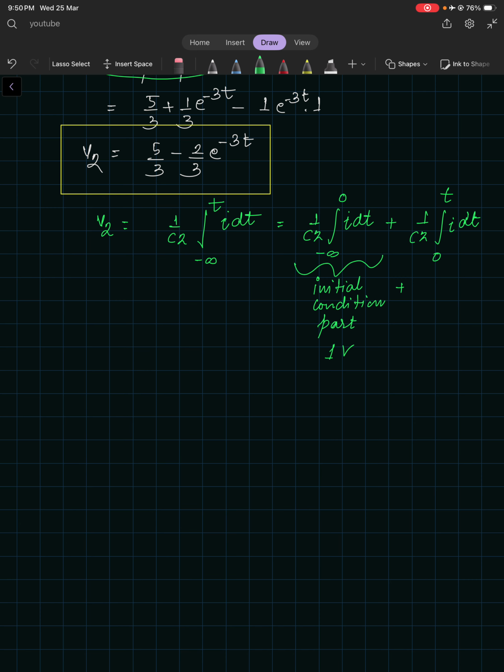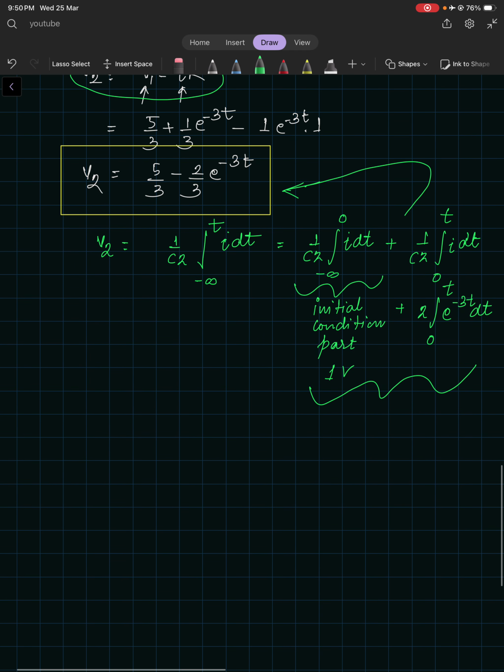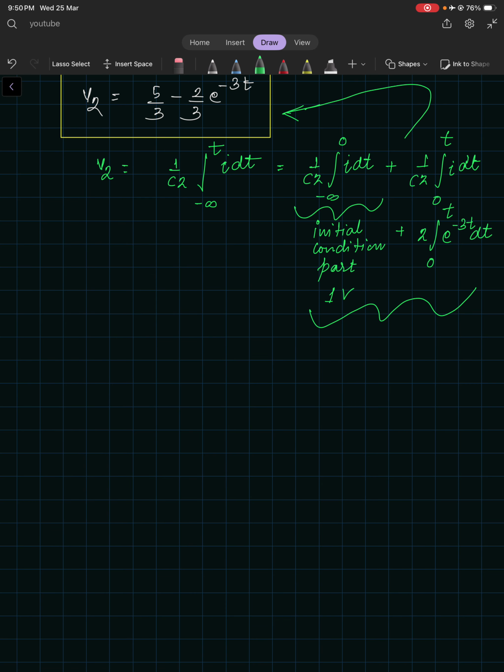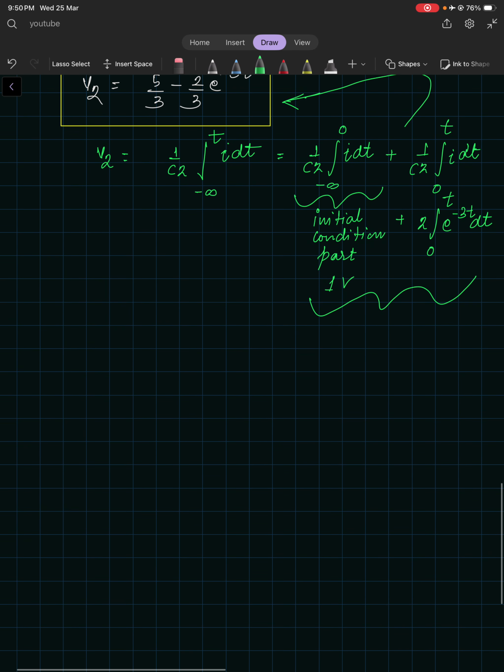And this part you can solve. C2 is 4.5, and this will become the integral from 0 to t of 2 e to the power minus 3t dt. If you solve it, you will again get this equation. Definitely you will get this one. Maybe you can try it out. So there are two ways of finding this V2. So now let's draw the graph. The graph part.